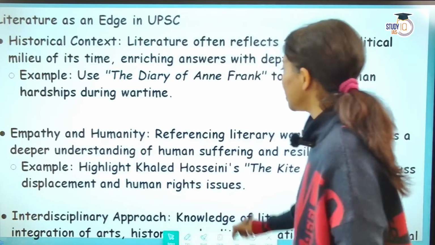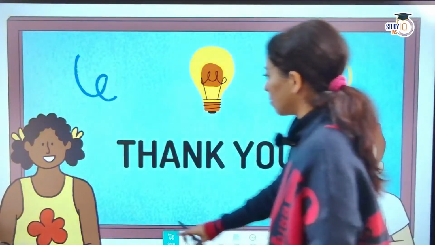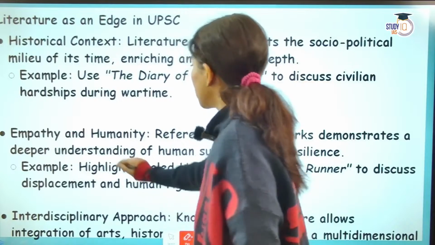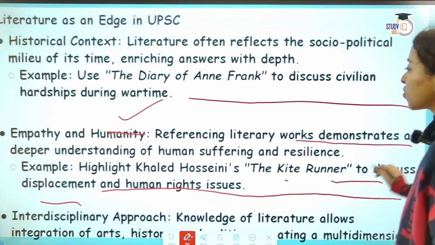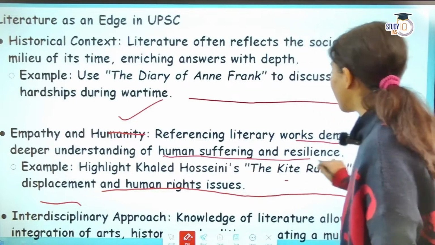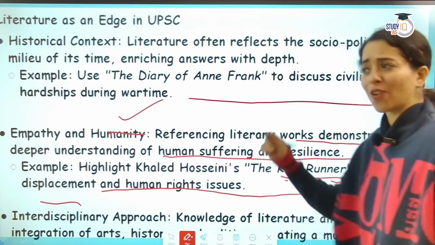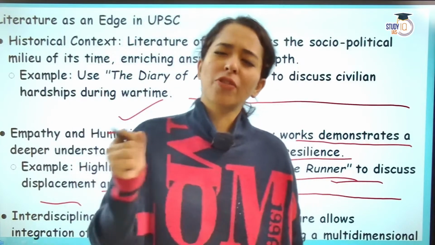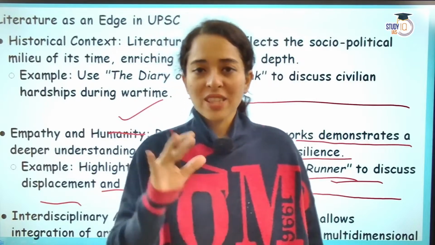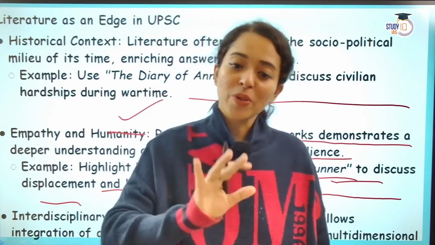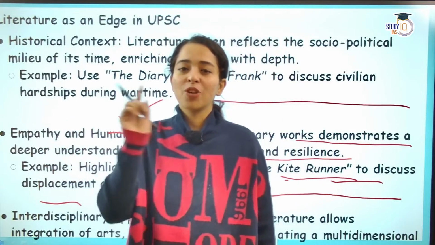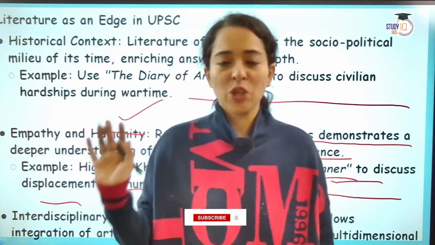So, empathy and humanity, referencing literature. Referring to literary works demonstrates a deep understanding of human suffering and resilience. For instance, The Kite Runner by Khaled Hosseini, if you have not read it, a wonderful piece of work, must read it. So you can always give reference to great literary works and frame your answer well. So this is the importance of literature, and how English literature plays a pivotal role for your selection as a civil servant in the UPSC exam.